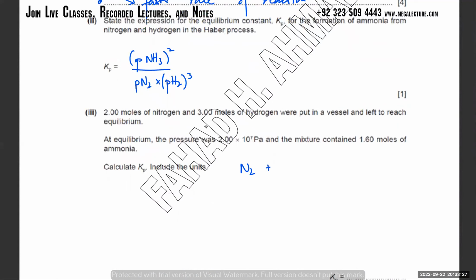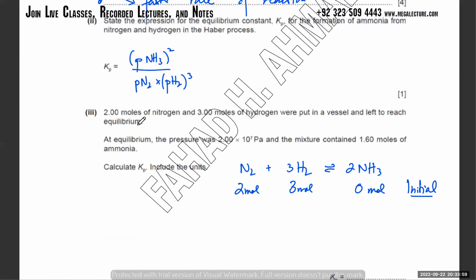So again, you need to make a table, N2 and H2, and it's 2NH3. Now in this case, you obviously have to calculate partial pressures because this KP expression will have a unit. So you can't use moles directly. The initial moles are given: you added 2 moles of N2 and 3 moles of hydrogen gas, and they were put in a vessel and left to reach equilibrium. So initially there's no ammonia.